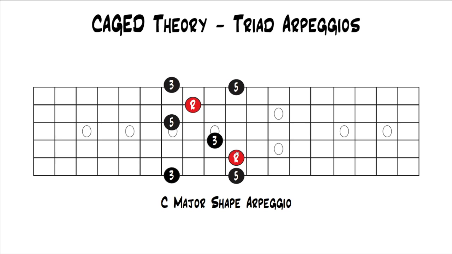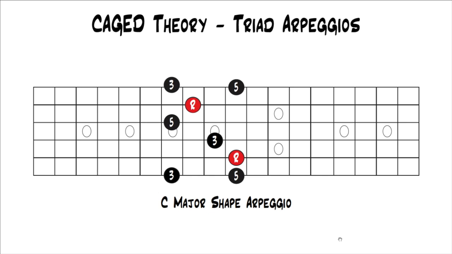So if you were to play this, you could play root, 3rd, 5th, root, 3rd, 5th, and then if you're going back down, you could go 5th, 3rd, root, 5th, 3rd, root, 5th, 3rd, and then go back up to root, so 5th, root. And that would be a good way to play this arpeggio.